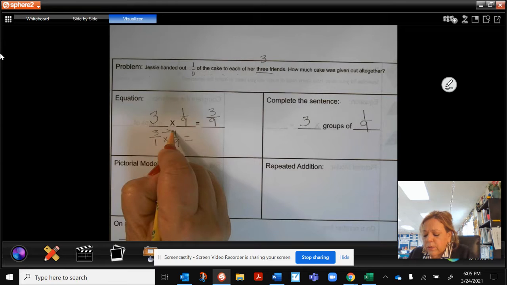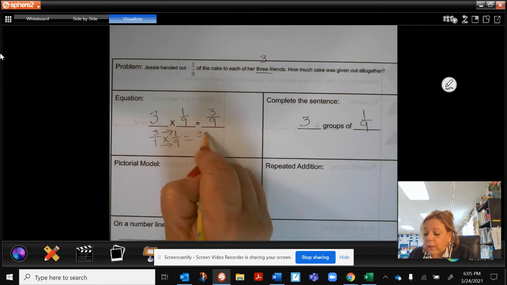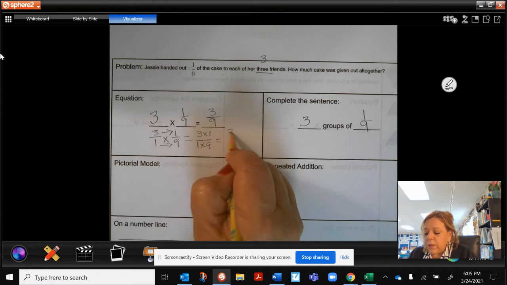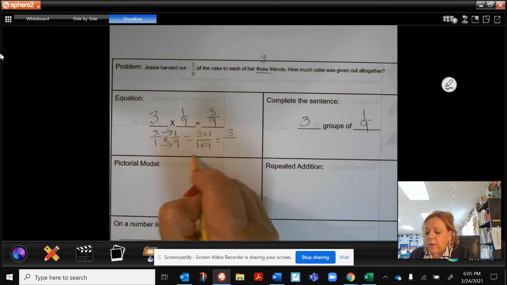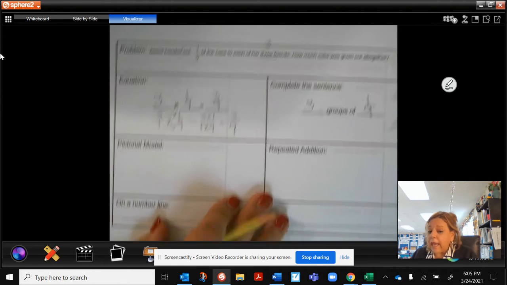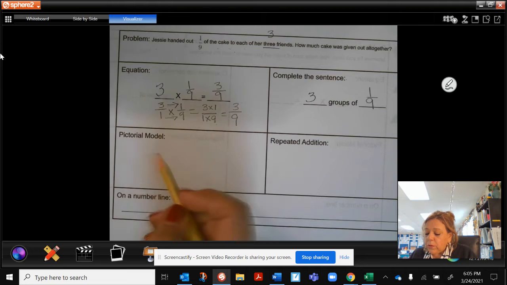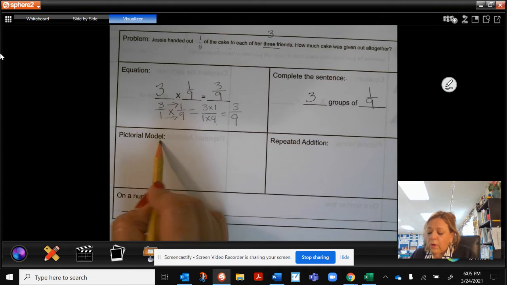I'm going to multiply going across. 3 times 1 equals 3. 1 times 9 equals 9, and it's 3/9. I can simplify it, but we're going to wait on the simplification so that we can look at the bigger picture. Doing a pictorial model, so I'm going to draw it out.